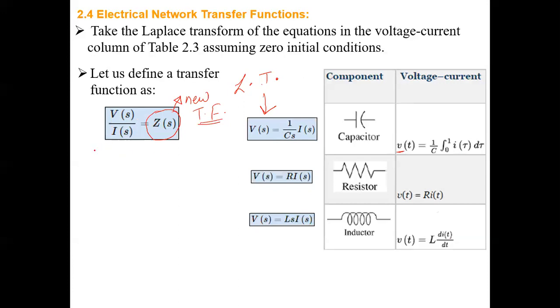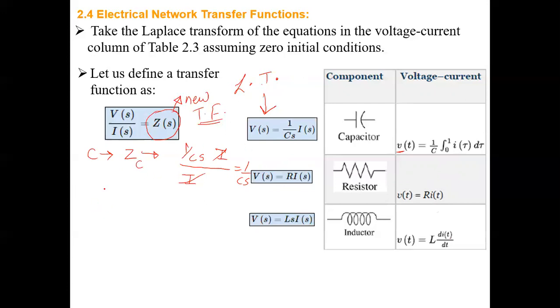In the case of a capacitor, what is your G? Help me here. What is Bs? Bs is 1 over Cs times I. Then what is your I? I is I, so they cancel each other. So you have 1 over Cs. That's your G in the case of a capacitor.